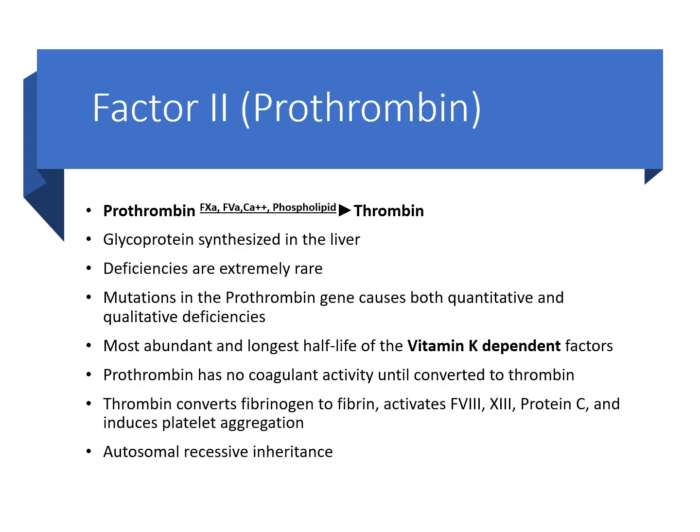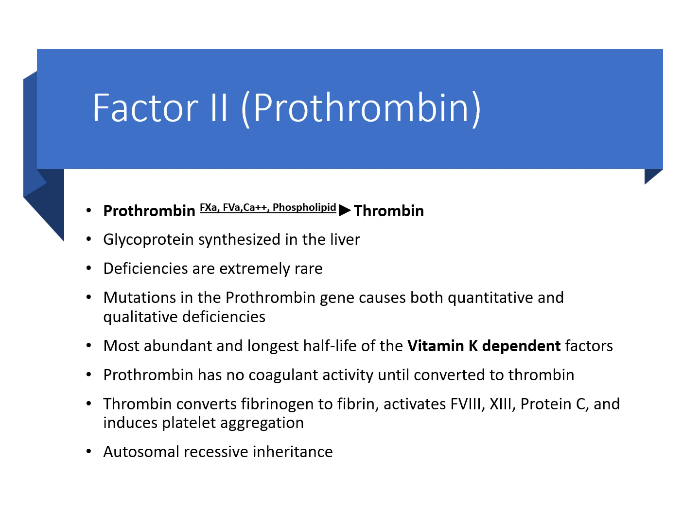However, we can sometimes see mutations in that prothrombin gene, which causes both quantitative and qualitative deficiencies. And it is the most abundant and has the longest half-life of all of the vitamin K dependent factors. Like all other zymogens, prothrombin has no coagulant activity until it is converted to thrombin. But thrombin is really the ultimate goal of coagulation because it plays such an important role. It converts fibrinogen into fibrin.